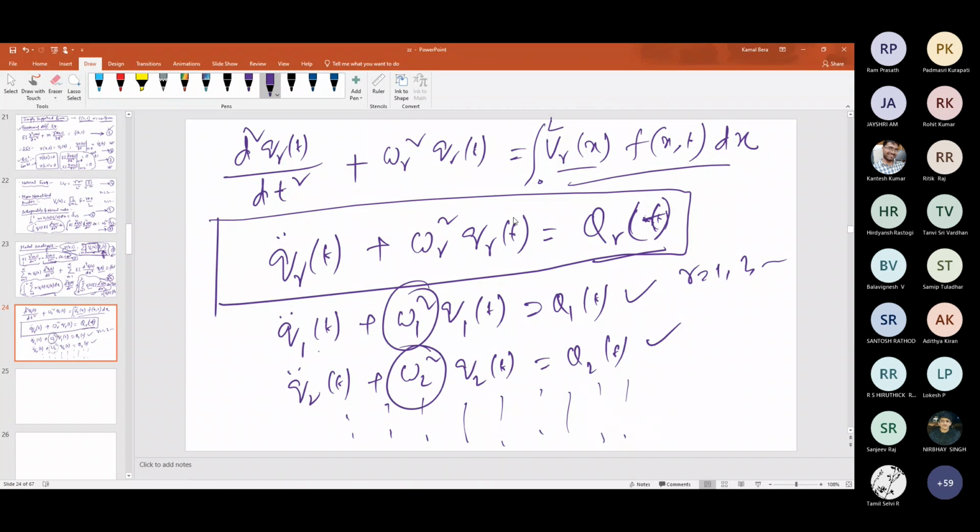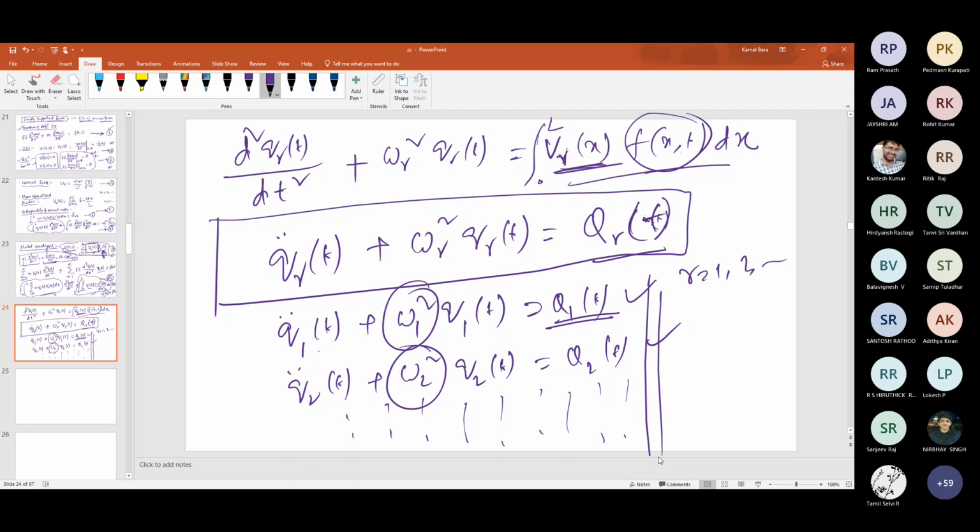These are known to you: omega_1 squared and so on, from the eigenvalue analysis. And the right hand side is known to you because it is nothing but the integral from 0 to L of V(x) F(x) dx. The loading function will be given to you, and these are the eigenfunctions or the mode sets. How elegant it is. So powerful is the orthogonality of the mode sets or eigenfunctions.